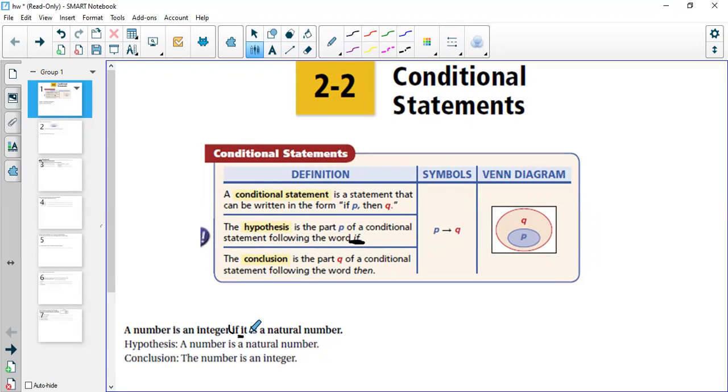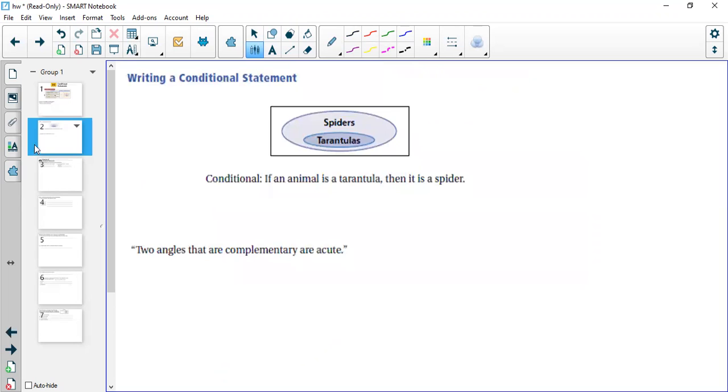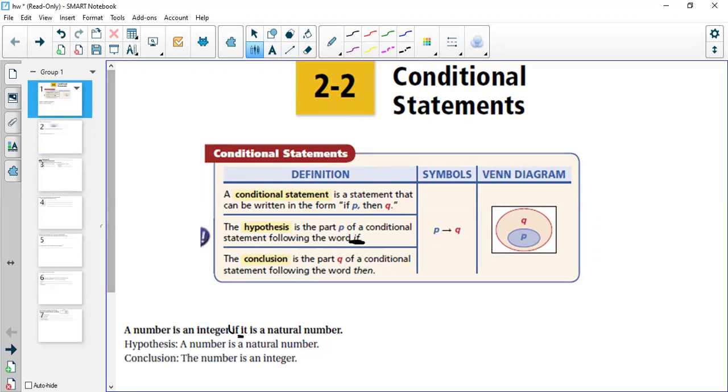So what if a number is a natural number? That's the conclusion. What will happen at the end? At the end, what will happen is it is an integer. The number is an integer. It's easy, it just needs some practice, that's all. So that was how to write a conditional statement, and how to find the hypothesis and the conclusion.